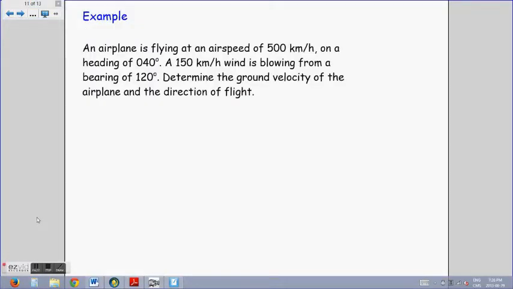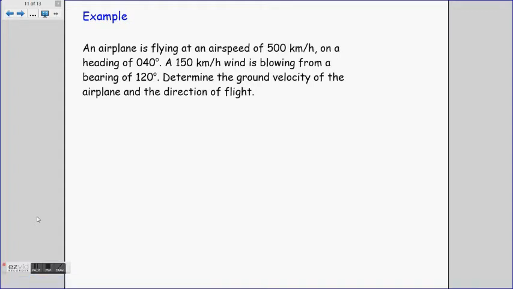Let's look at our final example. An airplane is flying at an airspeed of 500 kilometers per hour on a heading of 040 degrees. A 150 kilometer per hour wind is blowing from a bearing of 120 degrees. Determine the ground velocity of the airplane and the direction of flight.